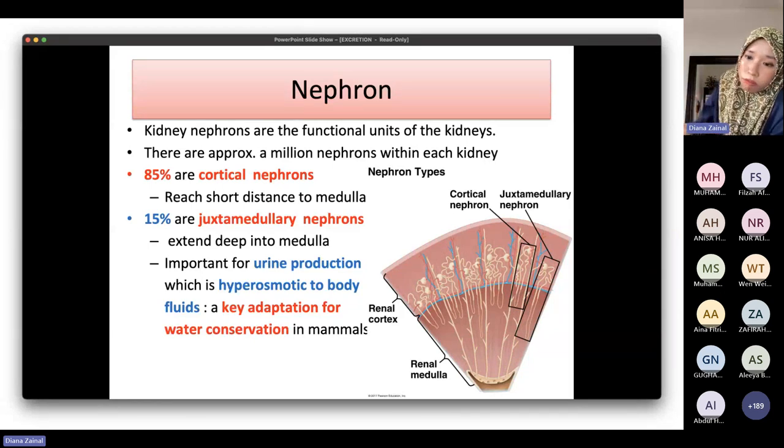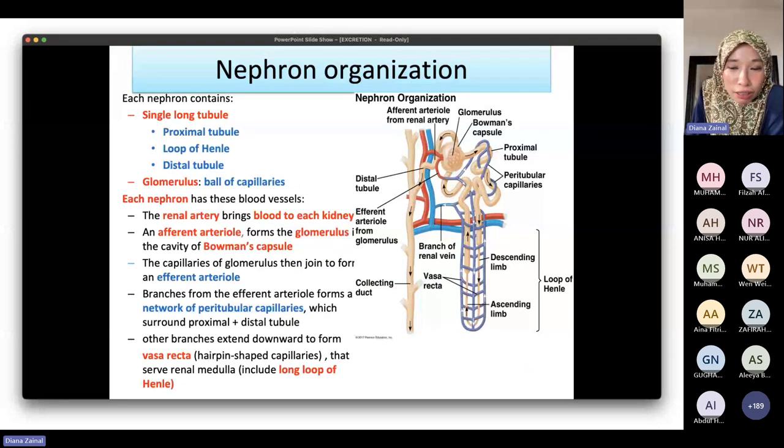But for animals living in an aquatic environment, like fishes, they don't need really long juxtamedullary nephrons. They just need really short ones because they are living in an aquatic environment. No problem, I can have water 24/7. The ones that need to conserve water are like camels, or any animals that live in a desert. They need a longer loop of Henle, or juxtamedullary nephron. Remember that, I've asked that question before in the final.